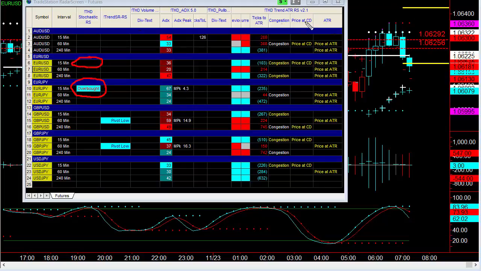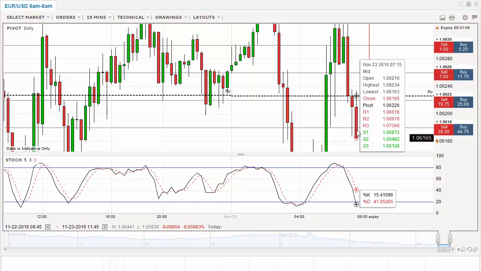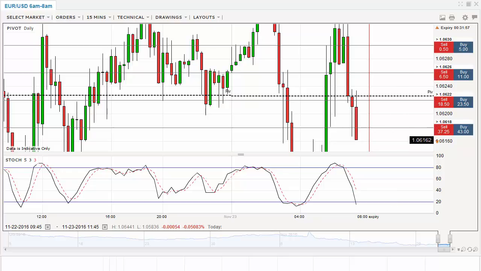So this radar screen allows me to monitor everything. What I want to do is see something that is overbought, that is either at a congestion dot or at an ATR, because it's my entry points. Then I simply go and look at it and see if it is something I would like to trade or not. Okay, as you can see, it's popped down and hit my profit target, and I'm out of the position.